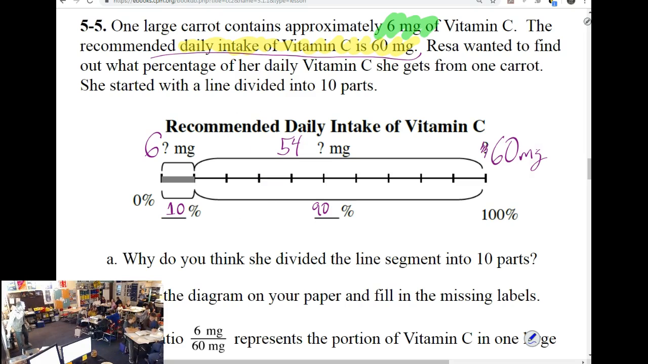What about 50%? If a dish claims to have 50% of your vitamin C, what's 50%? 30, right? Half of my total, 50% is half. It'd be 30.